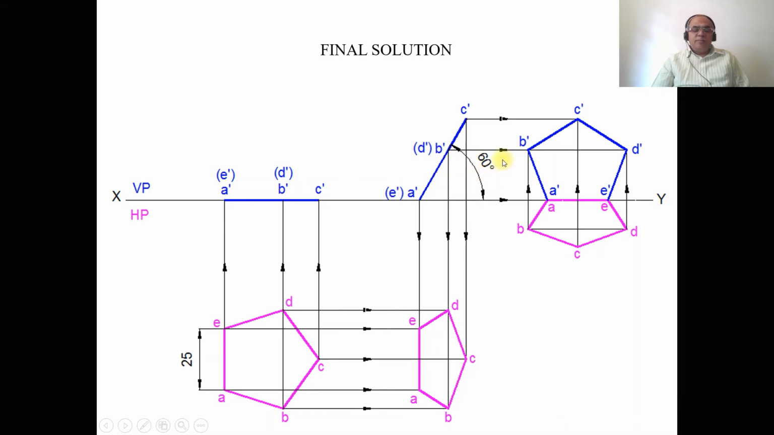So this is how you will be able to analyze and solve the problem by using the sketchbook.